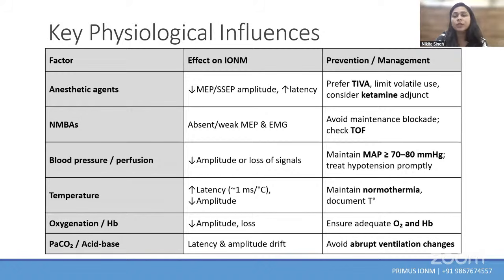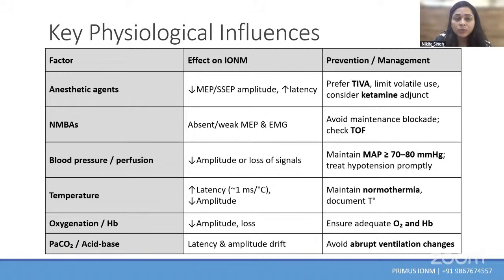So we prefer TIVA along with short-acting opioids. Then there should not be any neuromuscular blockade after induction, because that will dampen our MEP and EMG responses. To check whether the patient is under muscle relaxant or not, we need to check the TOF modality, and the TOF value should be more than 90%.